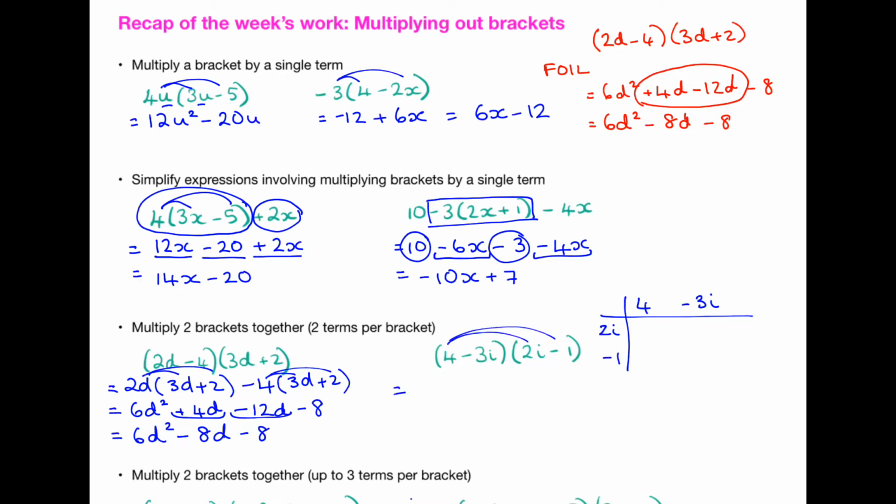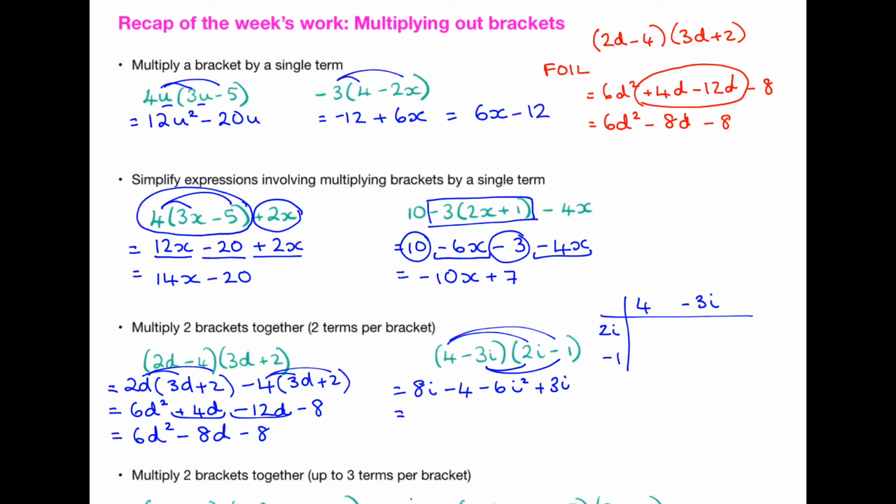So those two lines to start with. So 4 times 2i is 8i, and then 4 times negative 1 is minus 4. Okay, then we'll draw the other lines. So it's negative 3i times positive 2i, so that's minus 6i squared. Don't forget the squared there because you've got i times i. And then you've got negative 3i times negative 1, so that's plus 3i.